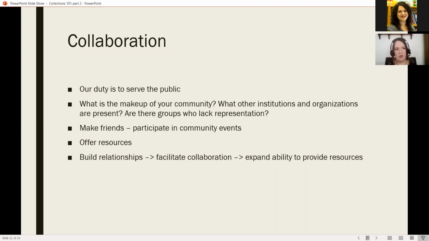It can also be a good idea to offer resources and partnership without strings attached. Yes, we want to work with you to provide more stuff at our institution, but we're going to work with you as well, and you don't have to give us anything in return at the moment. And that's always a good tactic to build these friendships and relationships. And all of this, building these relationships, facilitating collaboration, is going to expand the ability to provide resources to the community and expand your message about your institution and your history, and generally being a good person.